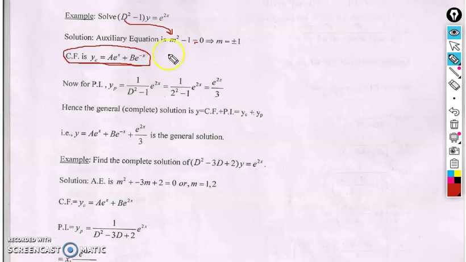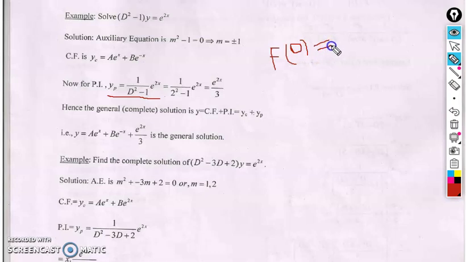Next, we find the particular integral. Here f(D) is nothing but D square minus 1. So 1/f(D), with right hand side e to the power 2x: you just replace D by a. Here a is 2, so D square is replaced by 2 square. The result becomes 1/(2 square minus 1), that is e to the power 2x by 3. That is your particular integral.